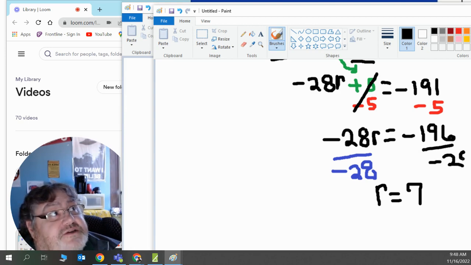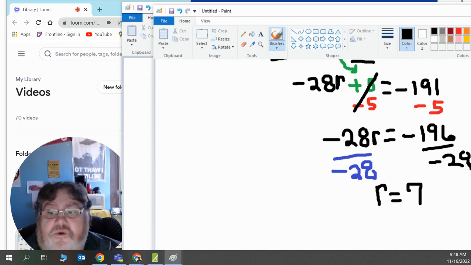And the reason it's positive, again, I have a negative divided by a negative, it's a positive, and 196 divided by 28 is 7. So therefore, your answer is 7.